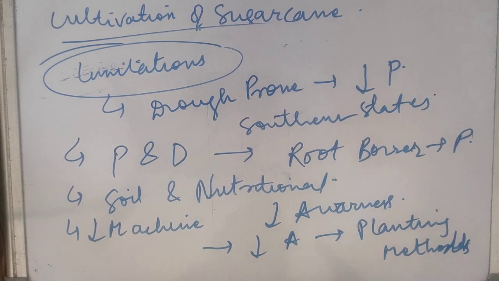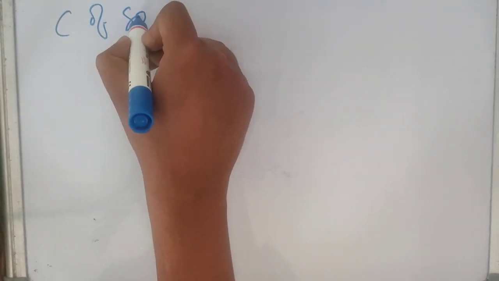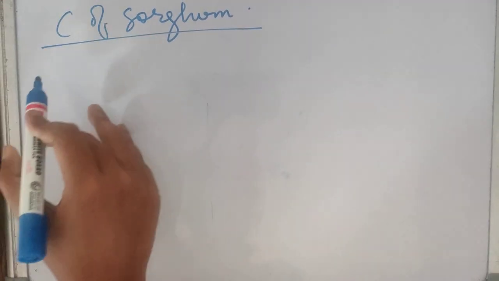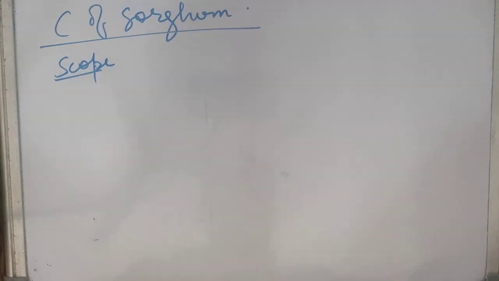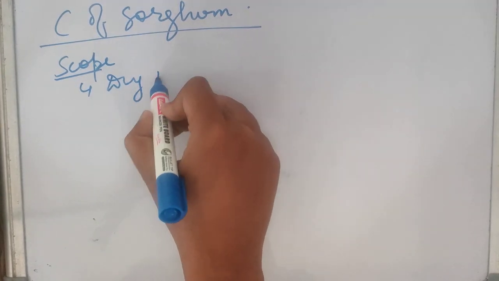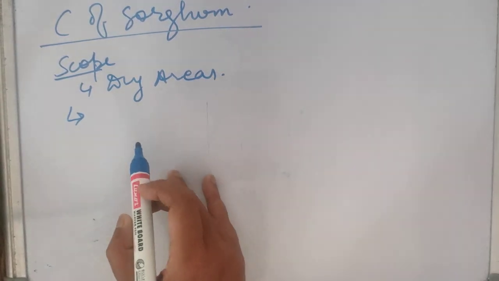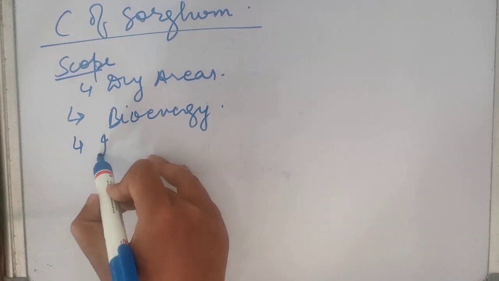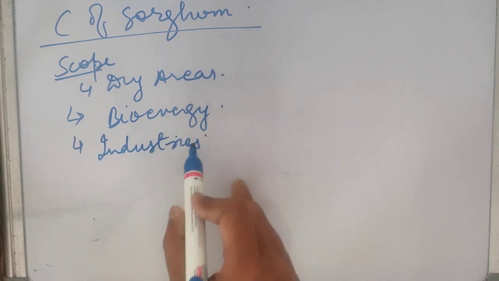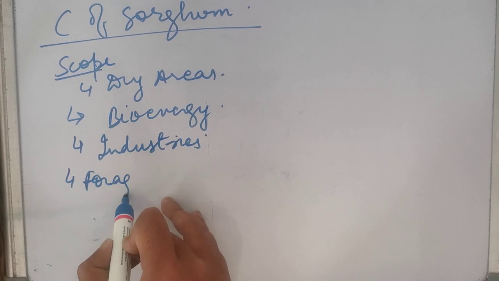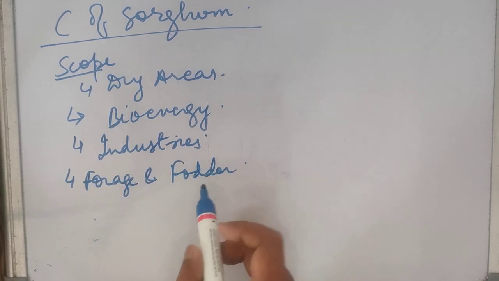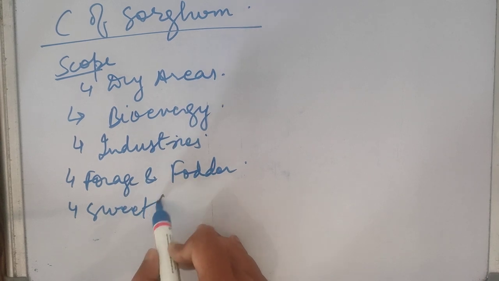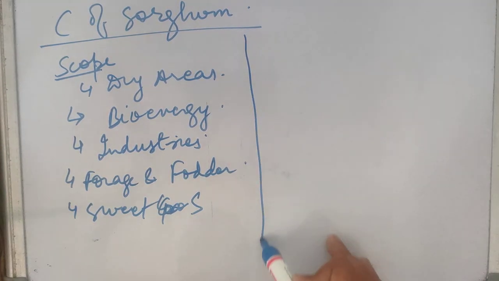Now moving on to the scope and limitations of cultivation of sorghum. First of all, look into the scope. It can be grown in dry areas, so it does not require so much irrigation. It can be used as an excellent bioenergy crop. It is used nicely in many industries for various purposes. It can be used as a forage and fodder crop. Sweet sorghums can be grown, which are highly nutritional and have a high market price.